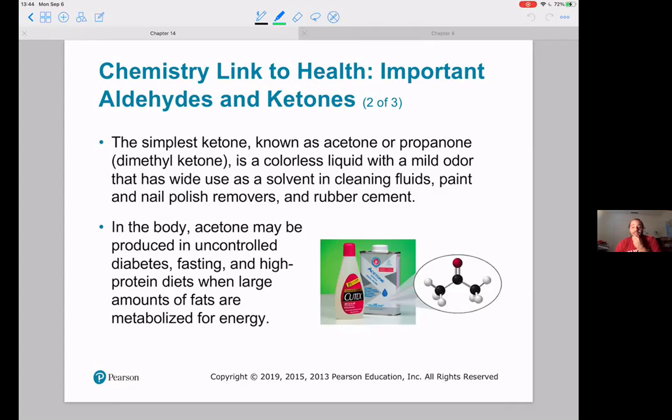It's actually also a key intermediate in a lot of our body's metabolic cycles. If you were to drink a bottle of acetone, it would be very toxic, very not good for you. But our body, your cells do produce small quantities of it as intermediates in reactions.